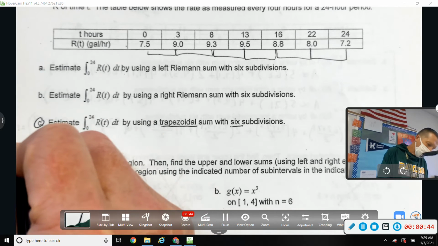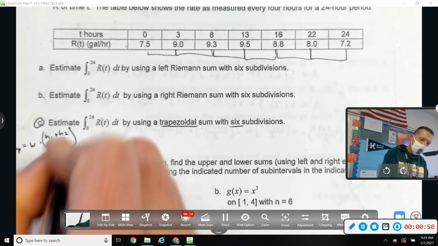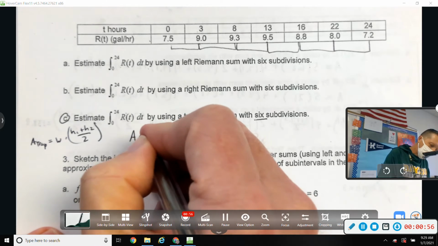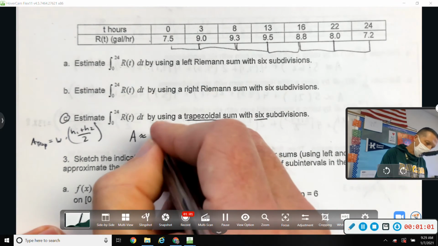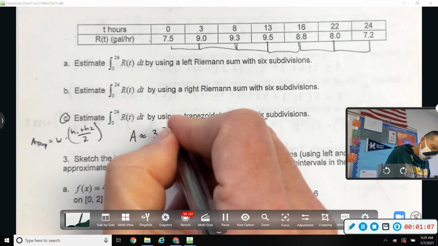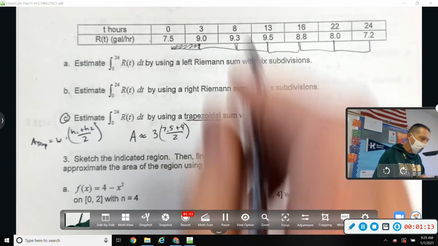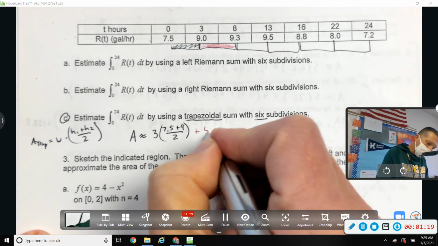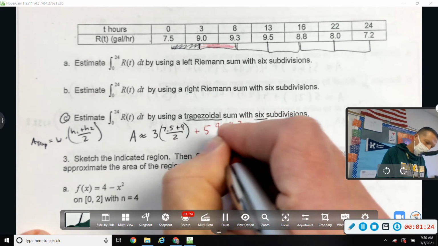Area of a trapezoid is width times average height. So that's just a little side note reminder to myself there. So I need to add up all of those trapezoids. So the area is approximately, see, width of the first one is 3, and then I want to use the average of the two heights. So 7.5 plus 9 over 2. That would be my first trapezoid. My second trapezoid has a width of 5, and the average height is 9 plus 9.3 over 2.